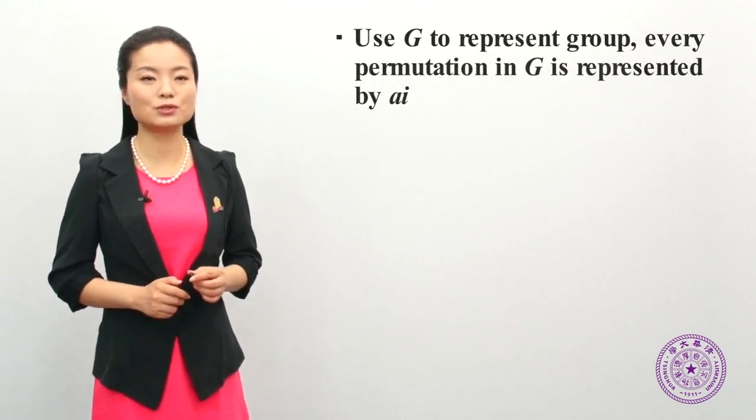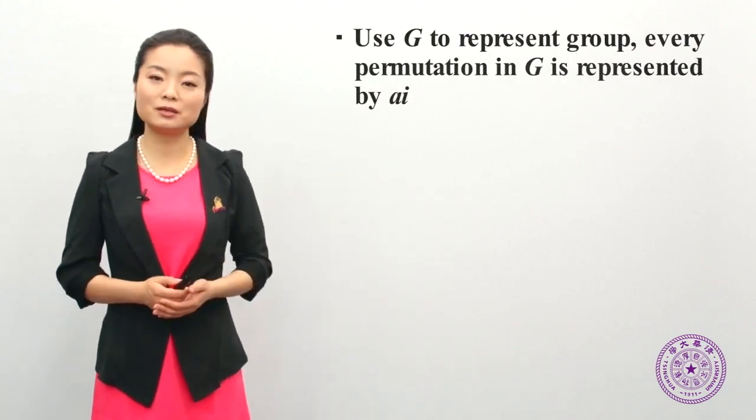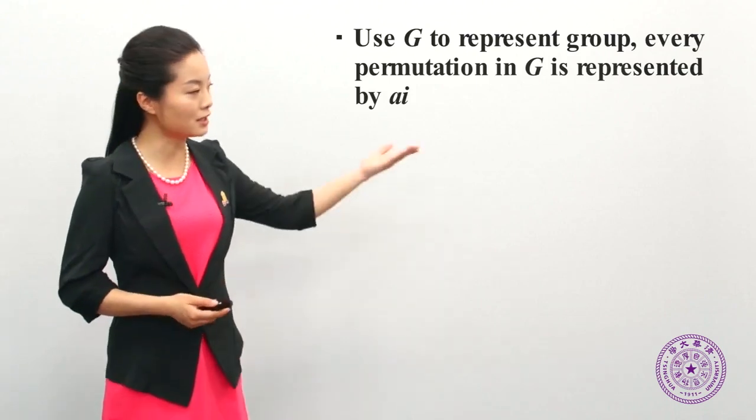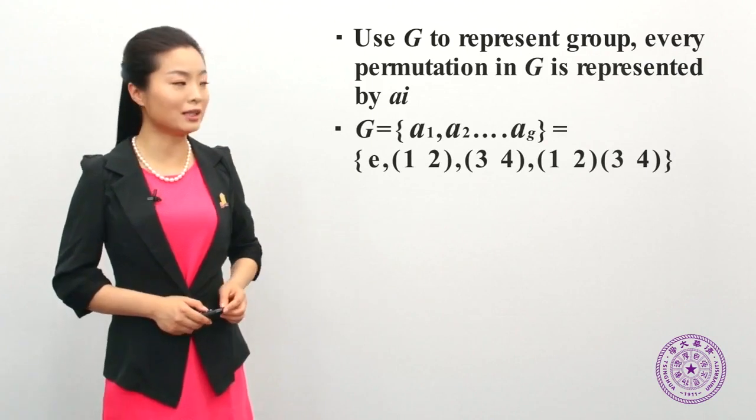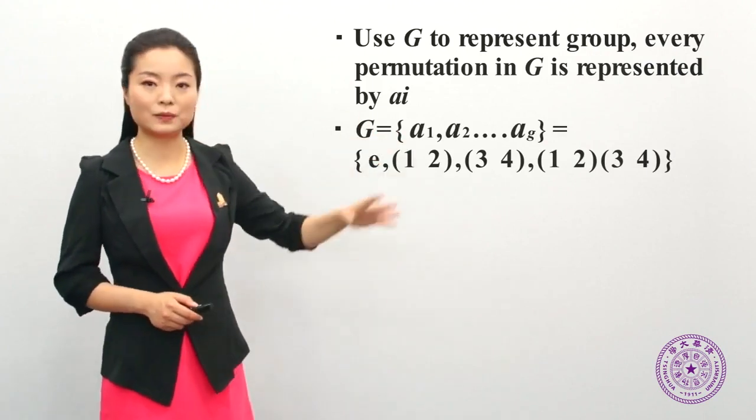We have just mentioned that the permutation group contains different kinds of concepts. Now let us give a quick review. For example, corresponding to a limited group, we use G to represent it. Then the elements in G can be written as Ai. I'm making a simple example, which is what we have just seen.